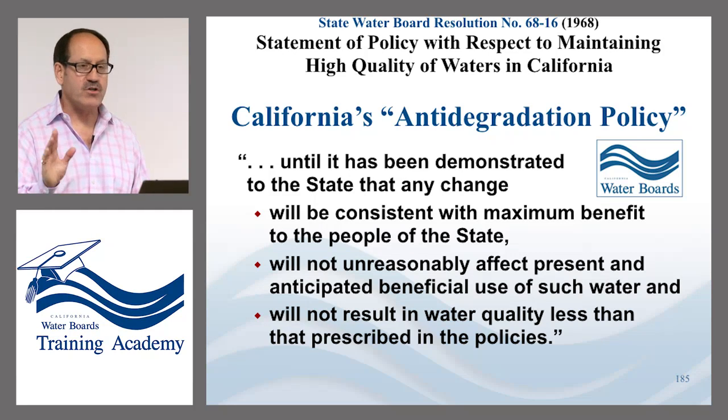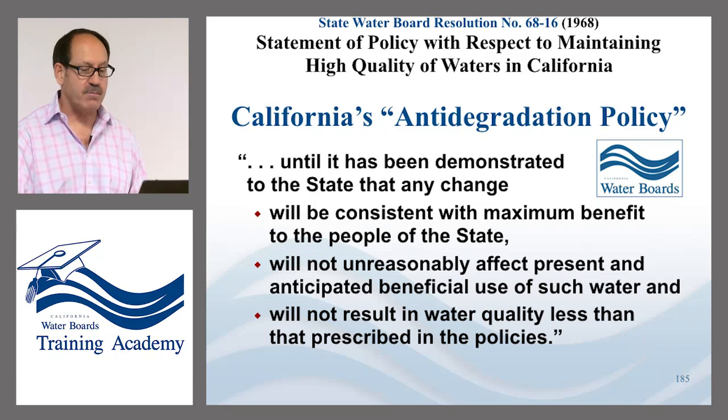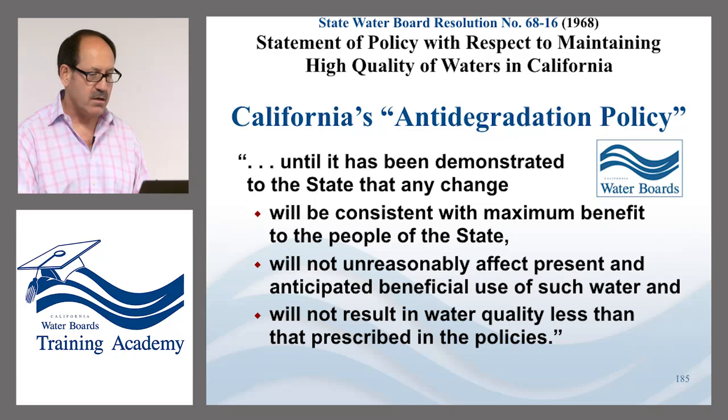First of all, that the change in water quality is consistent with maximum benefit to the people of the state. It will not unreasonably affect present and anticipated beneficial uses of such water, and will not result in water less than prescribed in state policies, such as the source of drinking water policy.